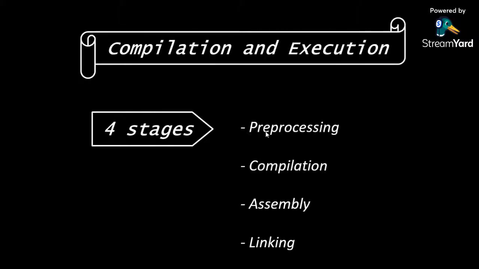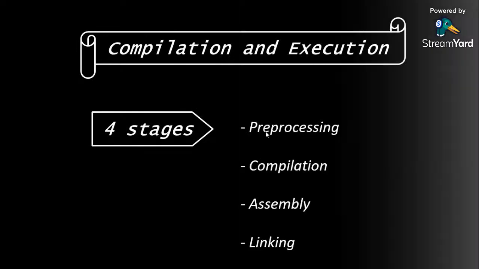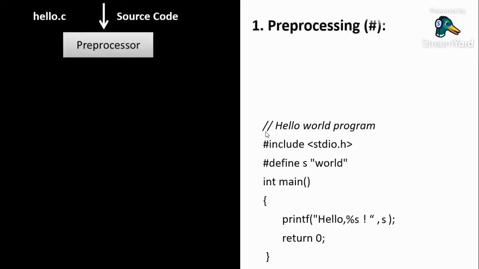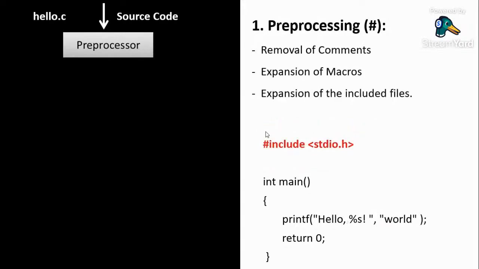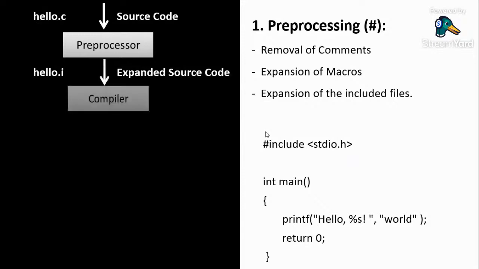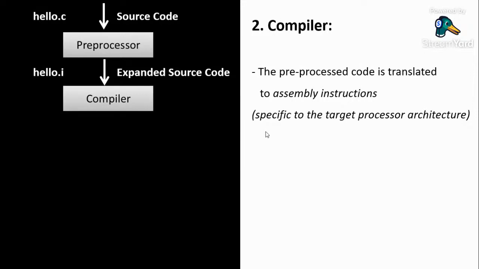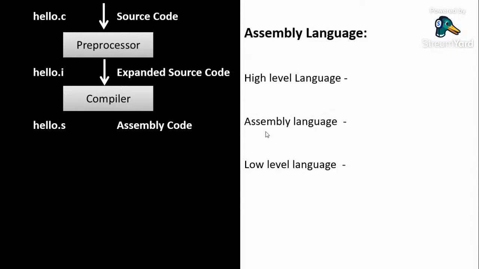There are four stages in compiling a C program: pre-processing, compilation, assembly, and linking. In pre-processing, if this is my source code, first it will remove all the comments, and then expand any macros. It also expands the included files. For example, if I've used stdio.h, it is using printf there, and what printf actually does, all that gets expanded. Once this is done, the expanded source code is sent to the compiler, which converts it to assembly level instructions. The assembly code is generated, and the file is internally saved as hello.s.